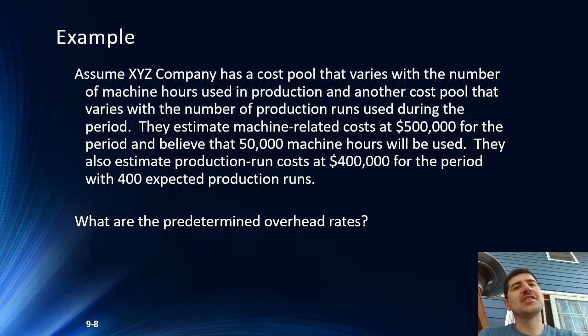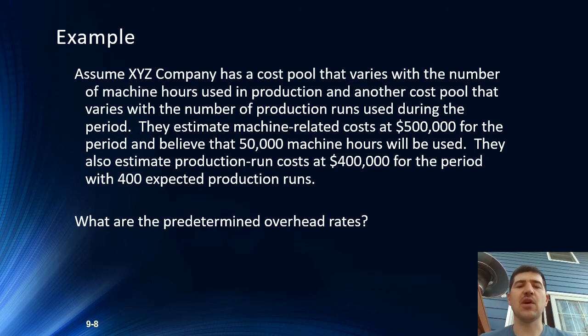So, a small example. This is a really simple example. Assume a company has a cost pool that varies with the number of machine hours used in production and another cost pool that varies with the number of production runs. They estimate that the machine-related costs are $500,000 for the year and believe that 50,000 machine hours will be used. They also estimate the production run costs at about $400,000 for the period, with 400 expected production runs.